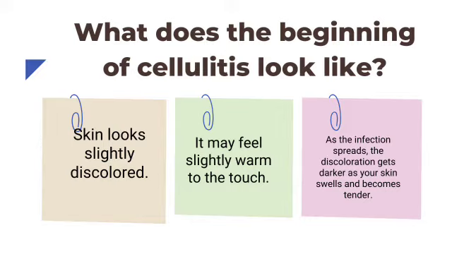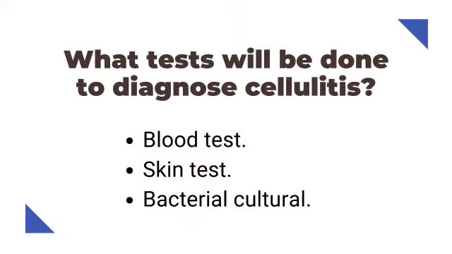Next part is about what the beginning of cellulitis looks like. When you first get cellulitis, your skin looks slightly discolored. It may feel slightly warm to the touch. As the infection spreads, the discoloration gets darker as your skin swells and becomes tender.